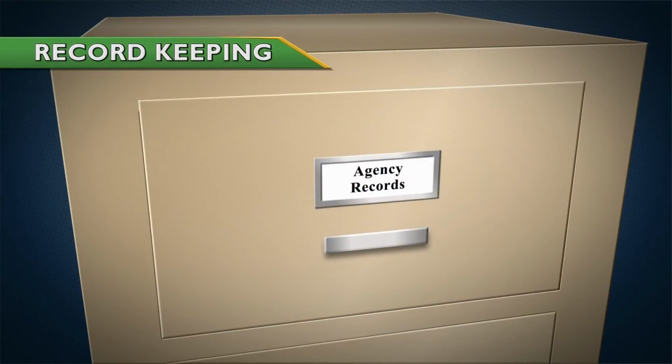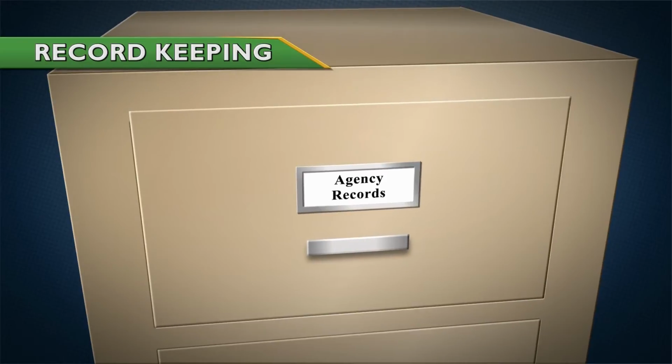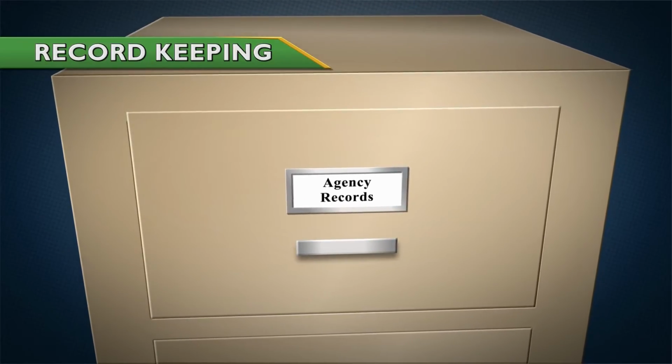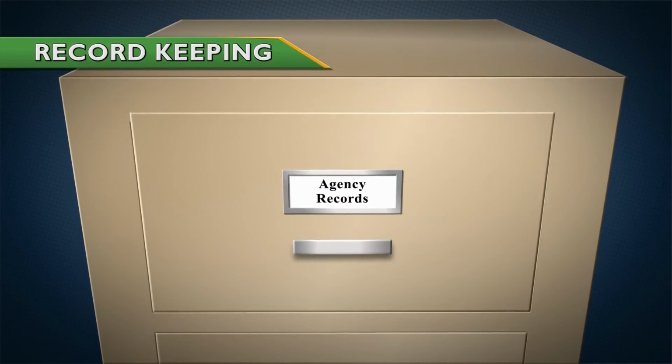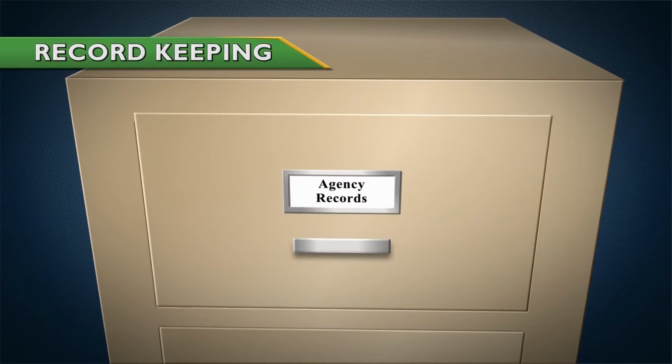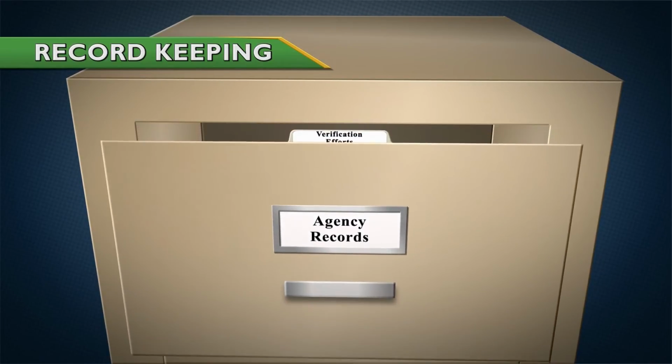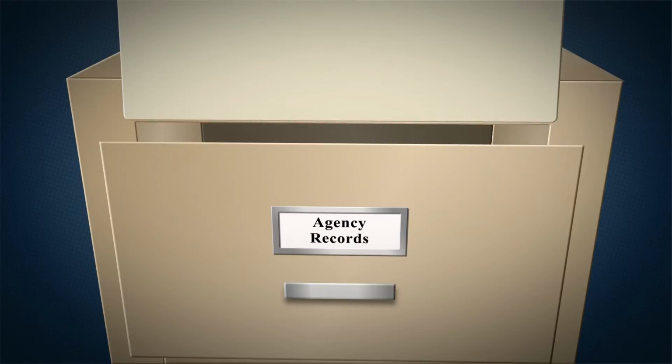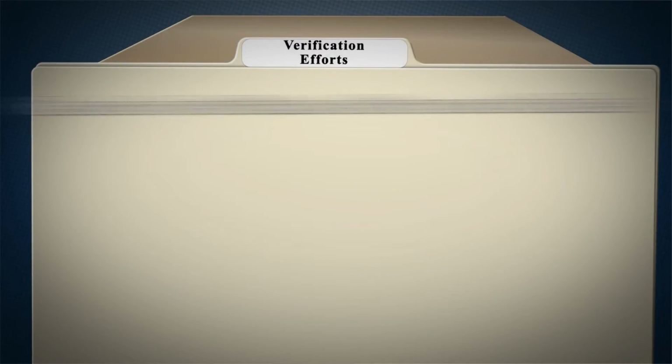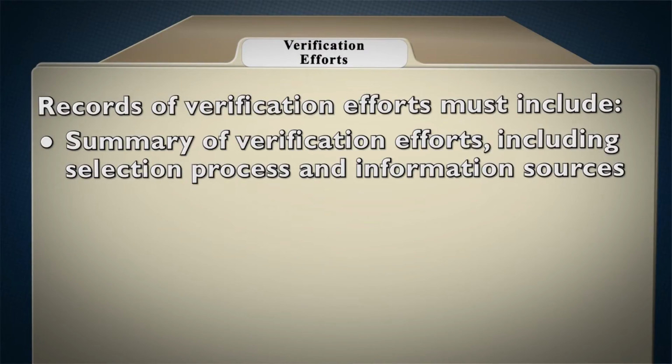Documentation is useful in demonstrating compliance with the verification requirements when LEAs are reviewed by the state and would also be needed in case of an applicant's appeal. LEAs must maintain a description of their verification efforts. The description must include a summary of the verification efforts, including the selection process and the source of information used, such as the food stamp office, wage stubs, and collateral contacts.